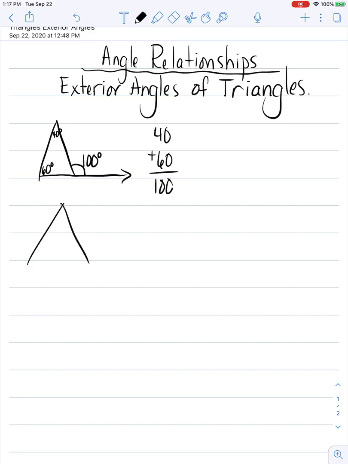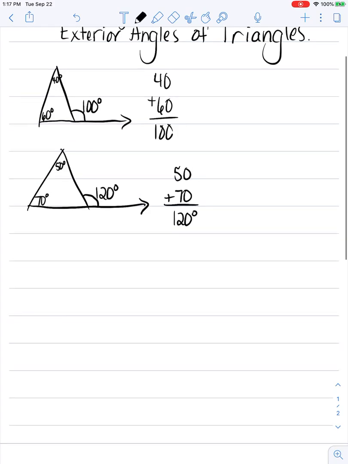So let's try another one. One more time, let's say I had 50 degrees here and 70 degrees here. I can take those two inside angles that are opposite of that outside angle, add them together, and that's going to tell me the measure of that outside angle. Well, I can also go backwards if I need to.